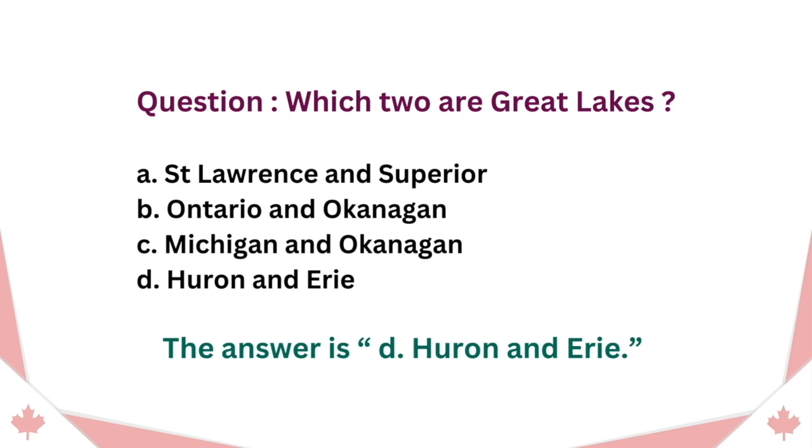Question: which 2 are Great Lakes? A. St. Lawrence and Superior. B. Ontario and Okanagan. C. Michigan and Okanagan. D. Huron and Erie. The answer is D. Huron and Erie.